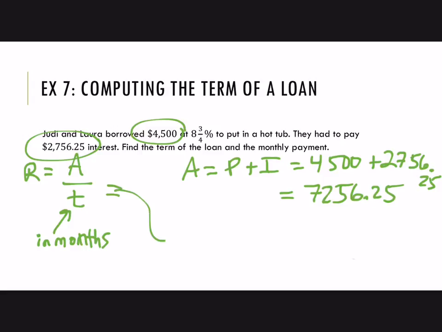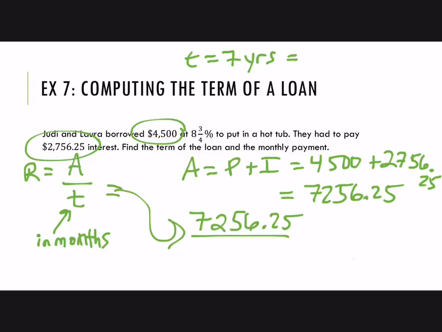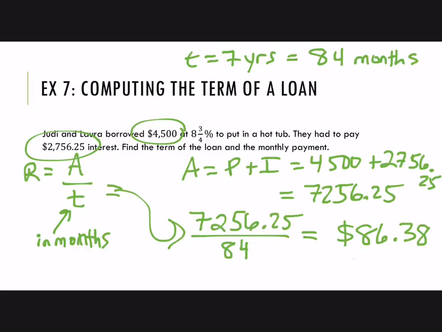Okay, so then the monthly payment is that amount divided by the number of months. All right, well, we know that t is 7 years. How many months is that? Well, times 12, that would be 84 months. Okay, so divide by 84, and each month they owe $86.38. Okay, hopefully the hot tub was worth it. That's quite an amount to pay for 7 years for a hot tub.